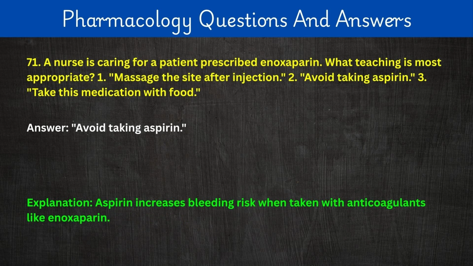71. A nurse is caring for a patient prescribed enoxaparin. What teaching is most appropriate? 1. Massage the site after injection. 2. Avoid taking aspirin. 3. Take this medication with food. Answer: avoid taking aspirin. Explanation: aspirin increases bleeding risk when taken with anticoagulants like enoxaparin.